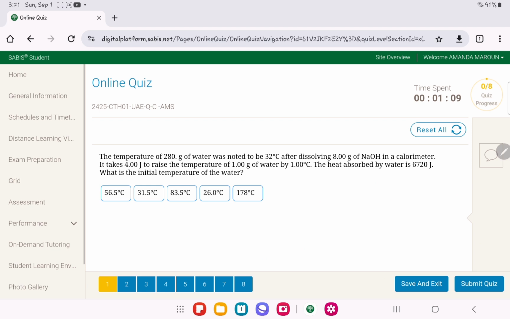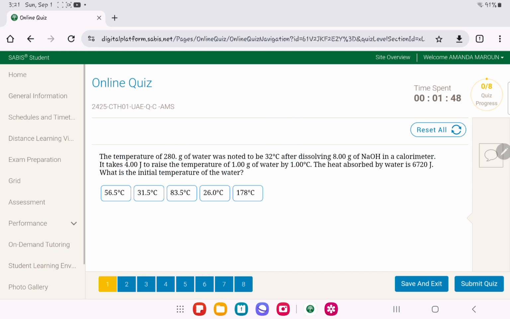Now, let us start. The temperature of 280 grams of water, this is a mass, was noted to be 32 degrees after dissolving 8 grams of NaOH in a calorimeter. So after dissolving, this is our final temperature. It takes 4 joules. This is our C, the amount of energy needed to change the temperature of 1 gram by 1 degree Celsius. Okay? And finally, we have our Q. Q is either the heat absorbed or the heat released.